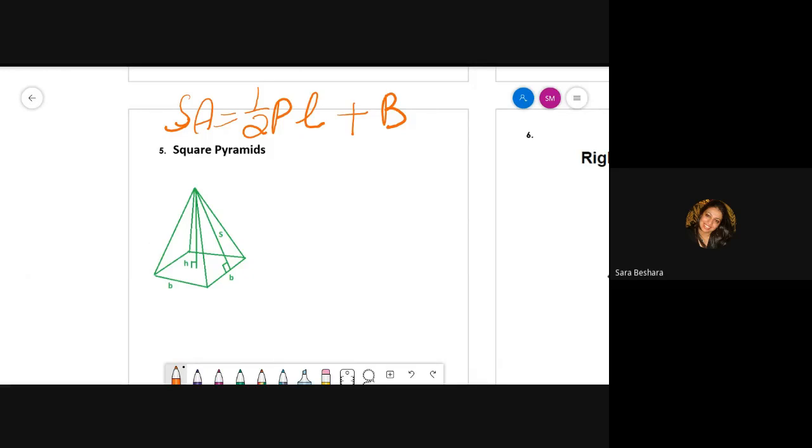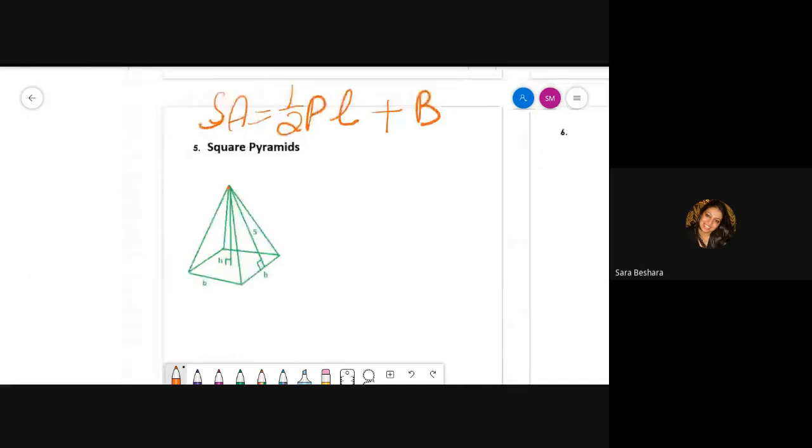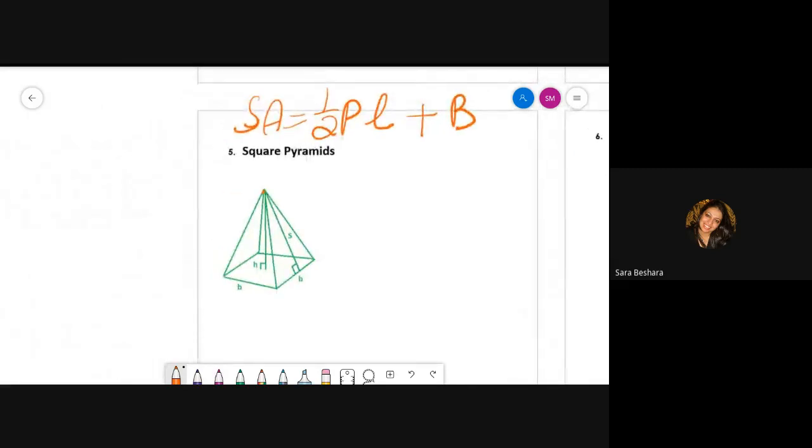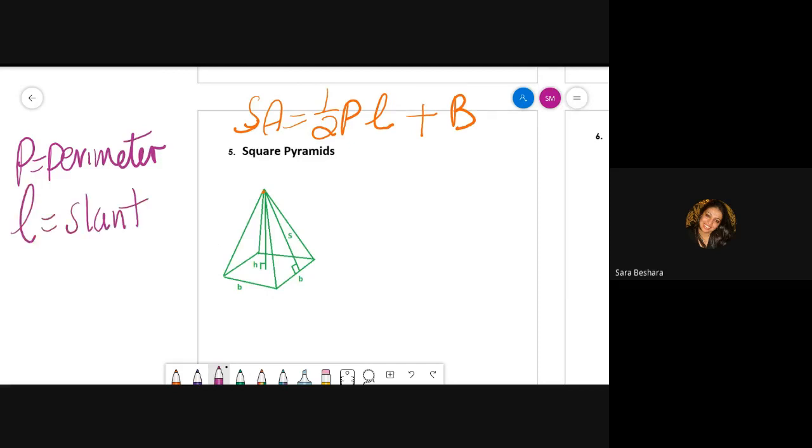Whether it's a square pyramid or a polygonal pyramid, they all meet at a point on the top that we call the apex. So there is no top base, it's only a bottom base. Same idea for the cone. Let me write what everything stands for on the side here. P stands for the perimeter of the base. L stands for the slant height. Capital B is the area of the base.